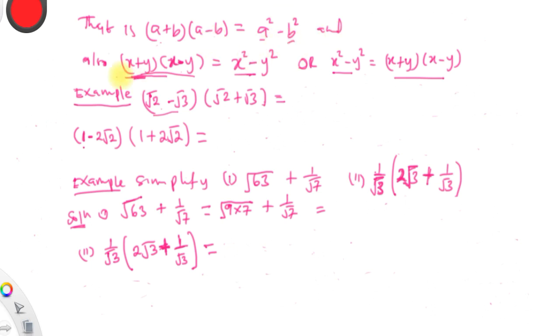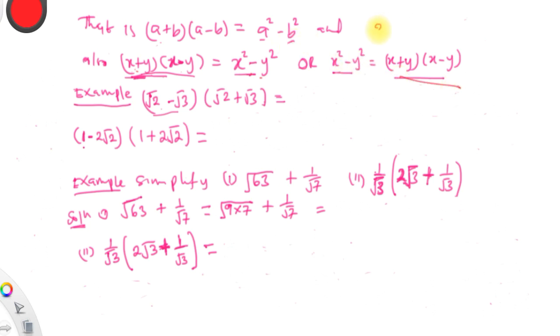In the same way, x plus 1 times x minus 1 will also give you this. If you have this and you expand, you will get this. And if you also have this and expand it, you will get this. So we can say that x squared minus y squared is always equal to this.